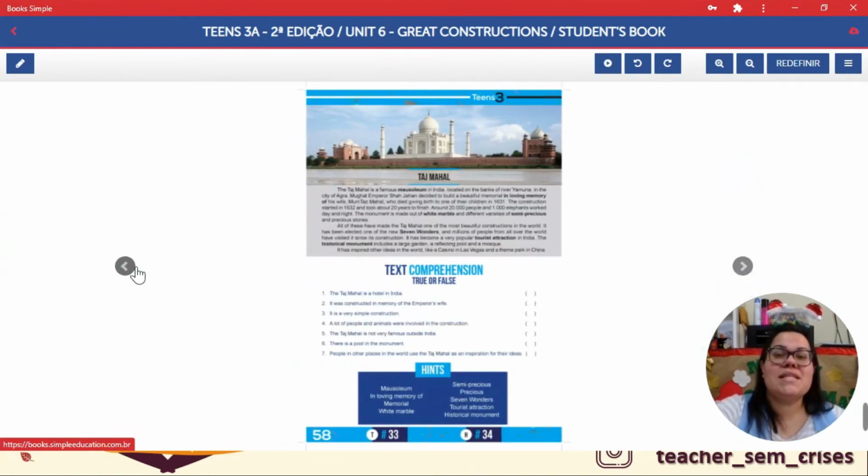So that's it for today's class. Today we saw one of the great constructions of the world and one of the seven wonders of the world, uma das sete maravilhas do mundo. That is the Taj Mahal.